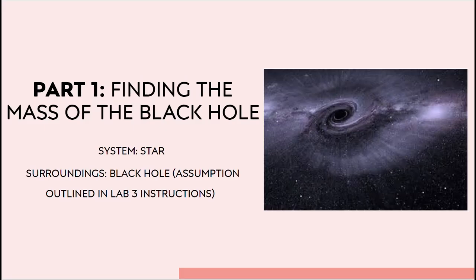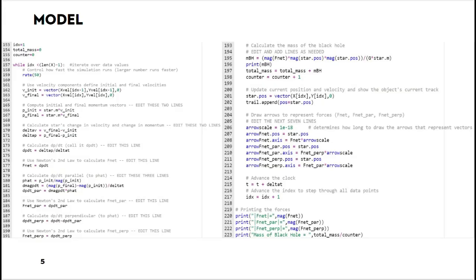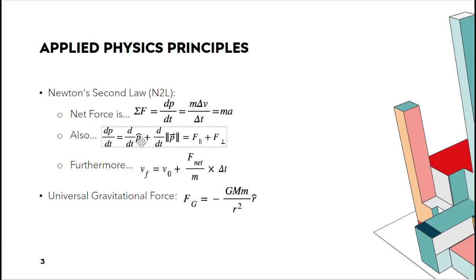So in part one, finding the mass of the black hole, we know that the system is the star and the surroundings is just the black hole, based on assumptions outlined in the Lab 3 instructions. So now we have the model. We know that two slides ago, we derived that net force is equal to dp/dt, which is calculated up here and then finally equated to here. And then we separate the net force into its parallel and perpendicular components based on the equations right here.